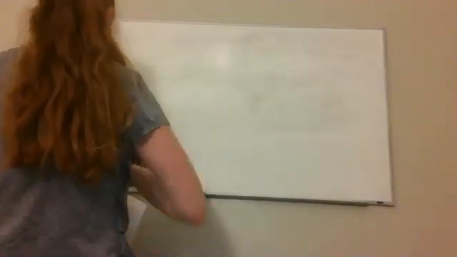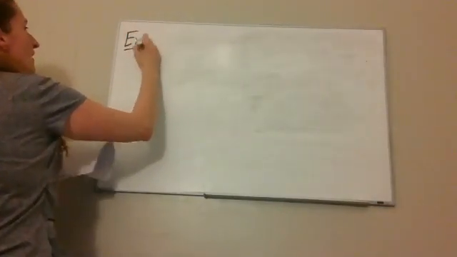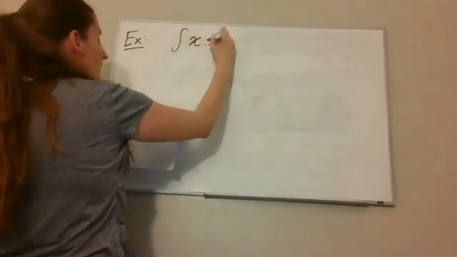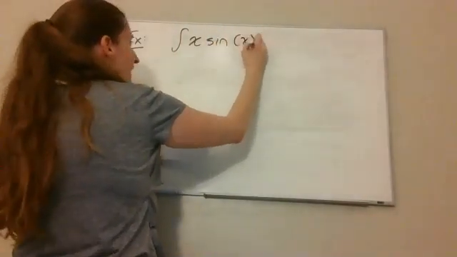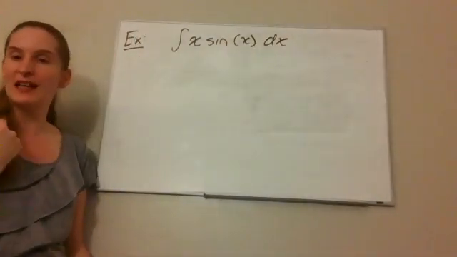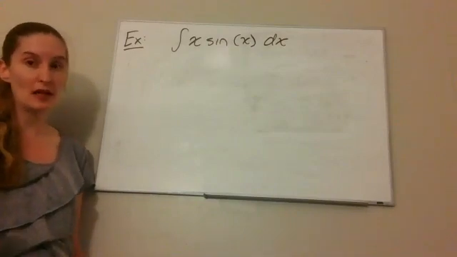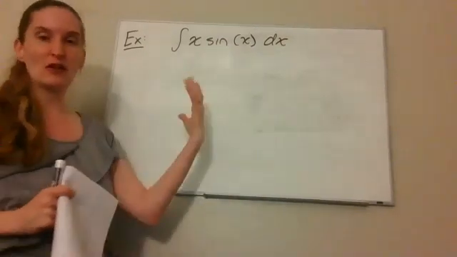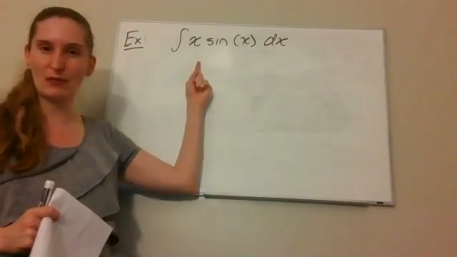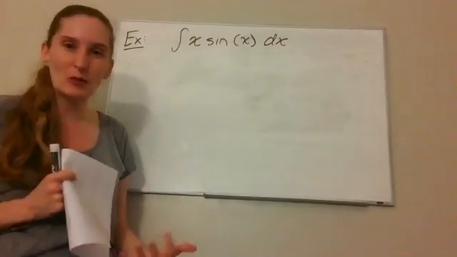So here's our first example. Let's find the integral of x times sine of x dx. And now I want to point out that we could not solve this integral before using the techniques we already know. I know that the integral of a product is not just the product of the integrals, so I couldn't do a power rule on the x and then use one of my trig rules on the sine. It doesn't work that way.